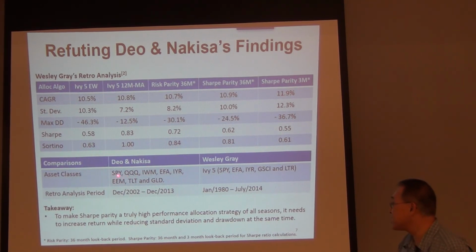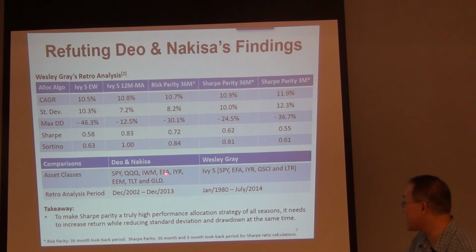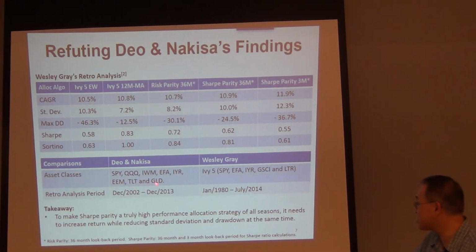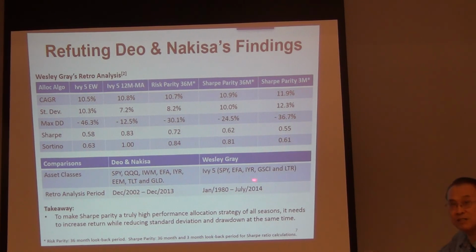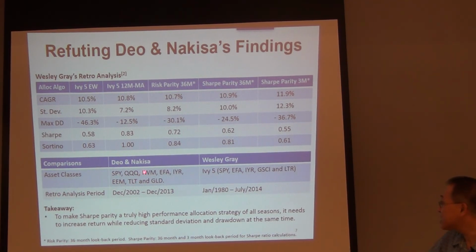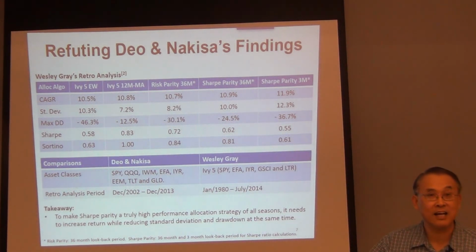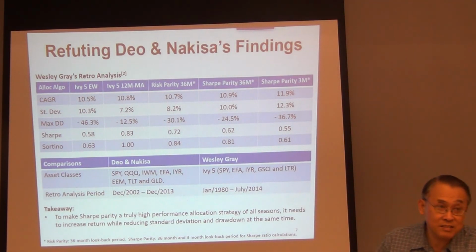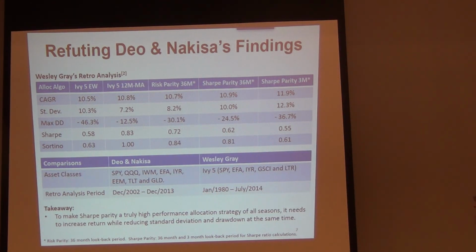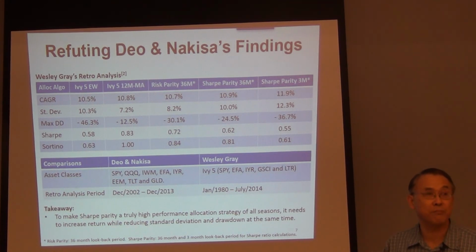So obviously there are some differences between what they are doing and what Theo and Nakisa are doing. Theo and Nakisa look at SPY, NASDAQ 100, small cap, developed market, commercial real estate, emerging market, TLT long-term Treasury, and gold, versus Wesley looking at these classical 5 asset classes. The other difference is the retro analysis period. Theo and Nakisa only look at around 11 years, so you can say they did not cover the internet bubble burst, which may be important. The guys at Alpha Architect look back 34 years, so you can say their approach is certainly a lot more robust. They look at a much longer period of time.